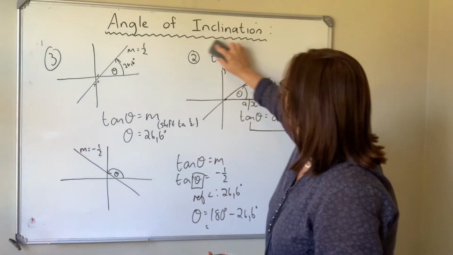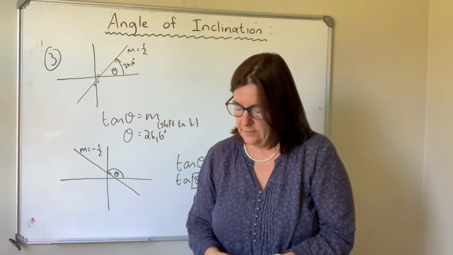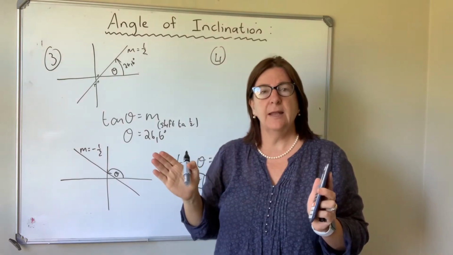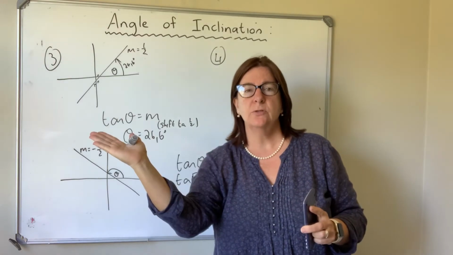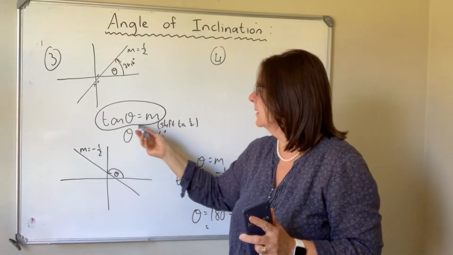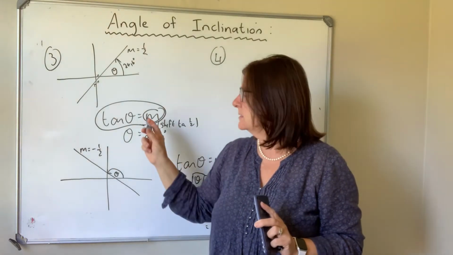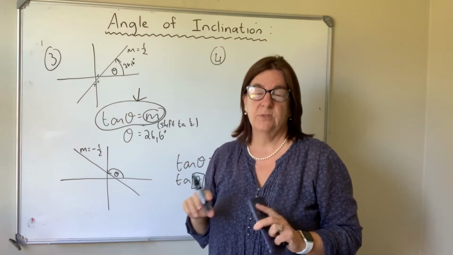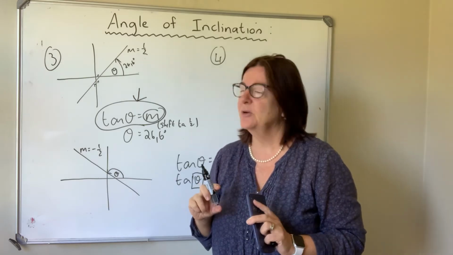Okay, so let's just recap. Angle of inclination from the horizontal going around can either be acute or obtuse. How do we find it? We use this formula tan of theta equals m. So gradient of the line is very important. The interesting thing is this little formula here is actually on your formula sheet. So it's not a difficult formula, but it's one that is there for you. You don't have to remember it.